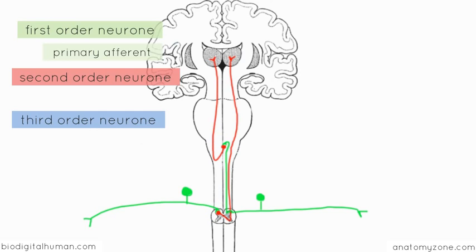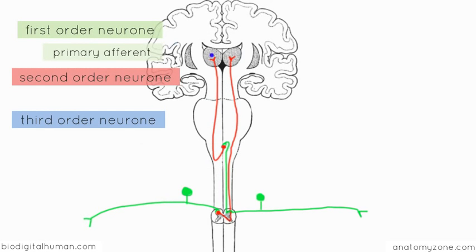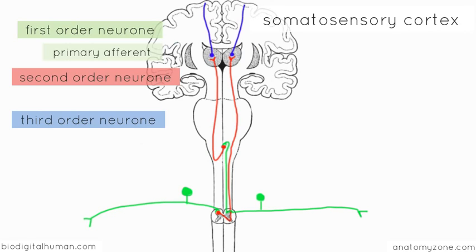And then, just as I've showed you, the second order neuron in red crosses over to the other side of the spinal cord or the other side of the brainstem in the medulla oblongata, and this crossing over has a fancy name which is known as decussation. So the second order neuron decussates, crosses over to the other side, and then it ascends to the thalamus, and this is where it forms a synapse with the final third order neuron. So I'm just drawing this third order neuron in blue. And this third order neuron has its cell body in the thalamus, and its axons pass to the somatosensory cortex, where the peripheral sensation is consciously perceived.